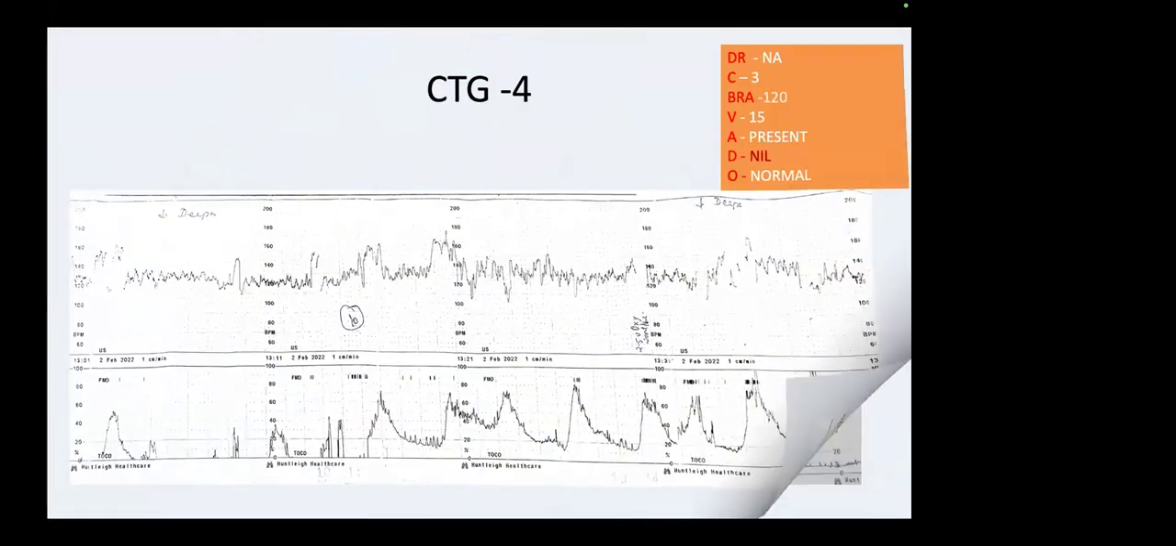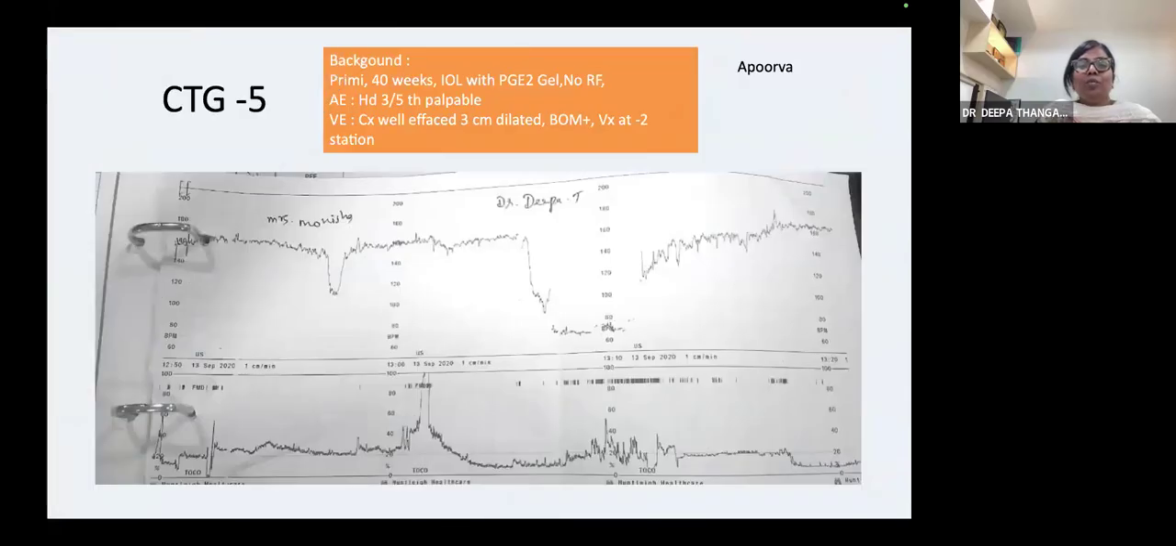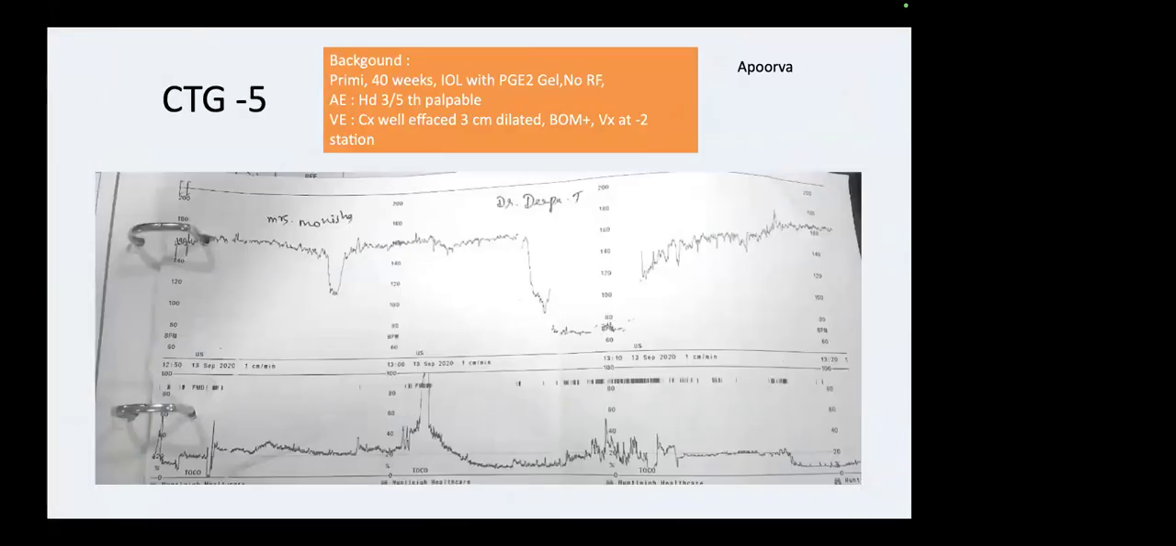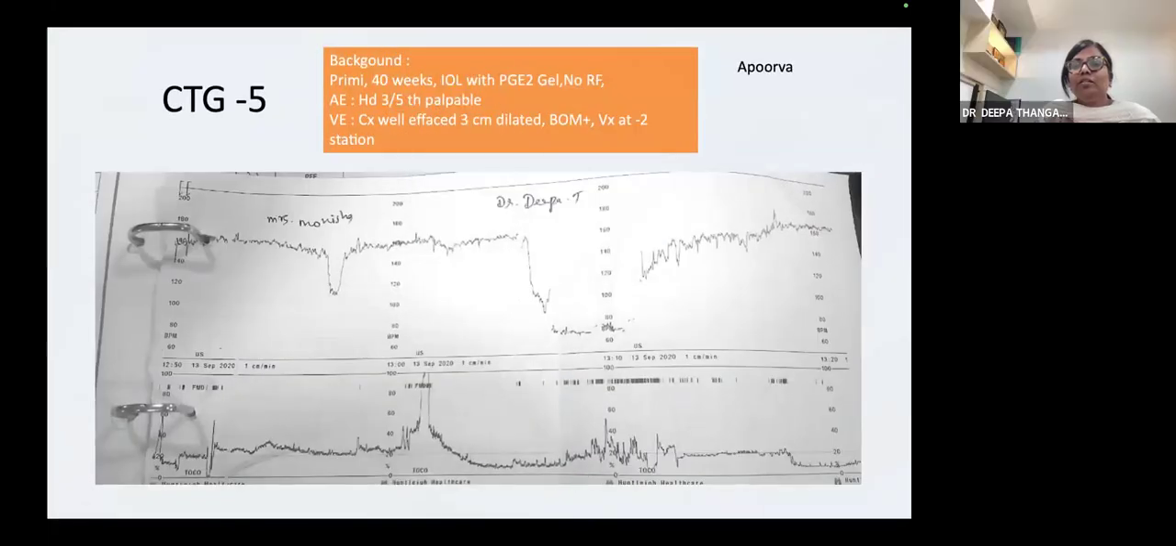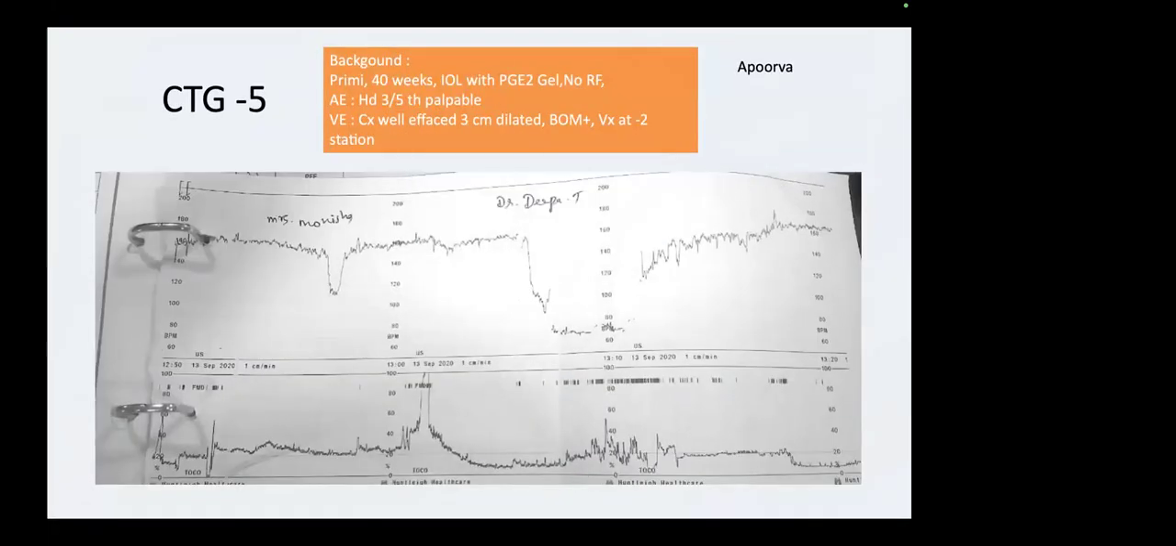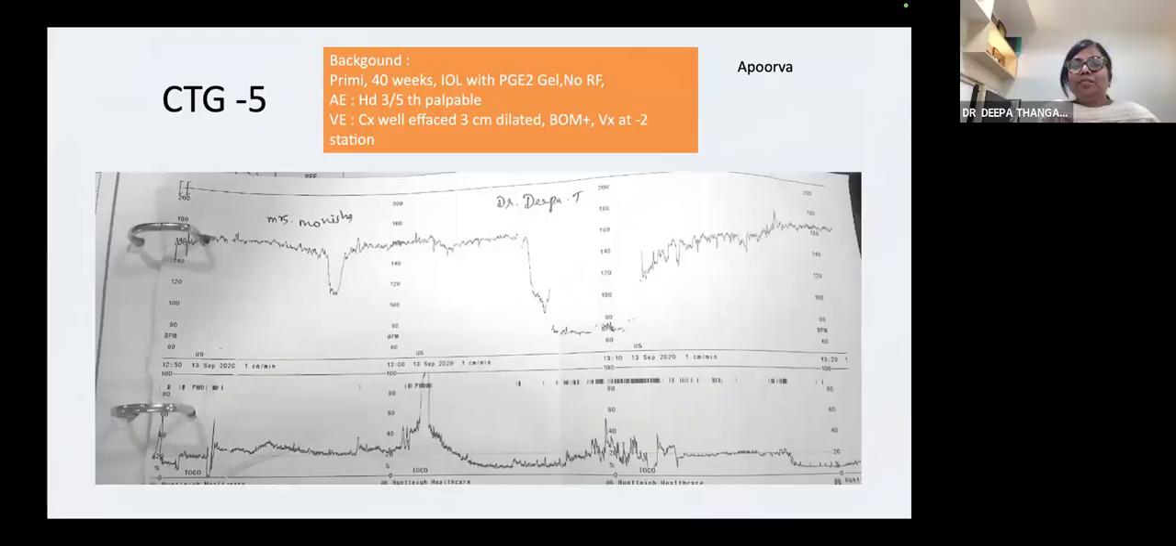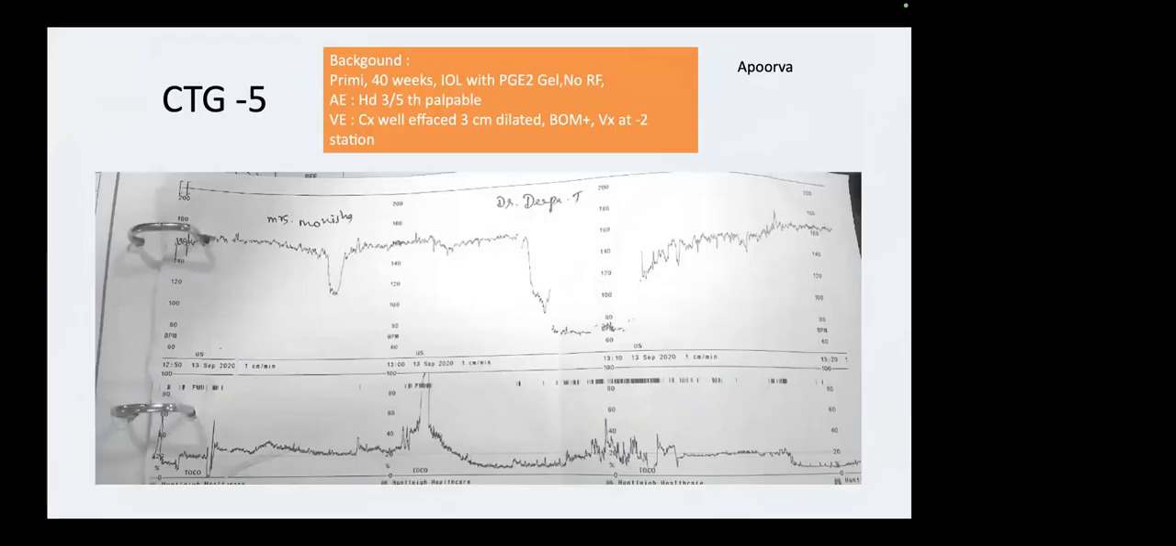So this is the fourth CTG. The fifth CTG is for Apurva. Okay. Just read the CTG. Ma'am, she is a case of primigravida, 40 weeks, and induction of labor was done with Serviprime gel, no risk factors. On examination, head is 3/5 palpable, and per vaginal examination, cervix well effaced, 3 centimeter dilated, bag of membranes present, vertex at -2 station.